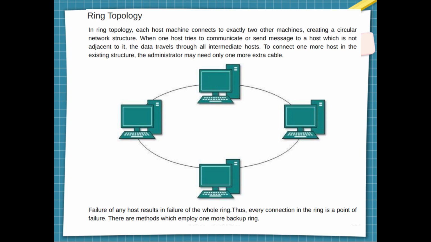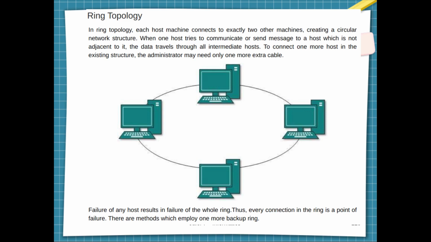So in ring topology, the computer systems are connected in such a way that one system connects to exactly two other systems, right? And if one system wants to send a message to another host which is not adjacent to that machine, then the message will come through all the intermediate hosts, right? And the disadvantage of this topology is when any system fails during the transmission, then the entire network will be stopped, right? That is the biggest disadvantage, since each and every system is a point of failure.